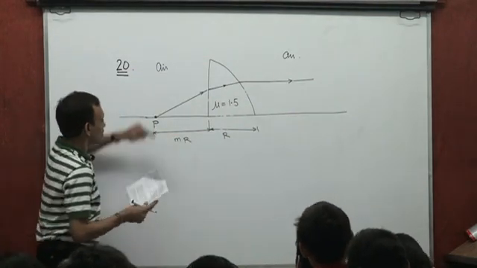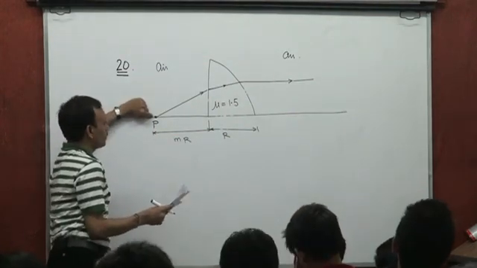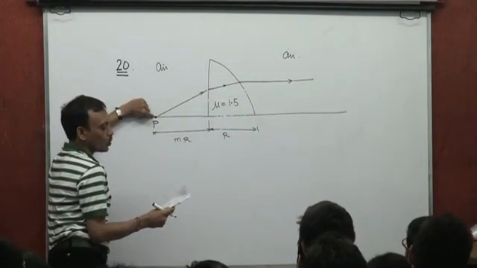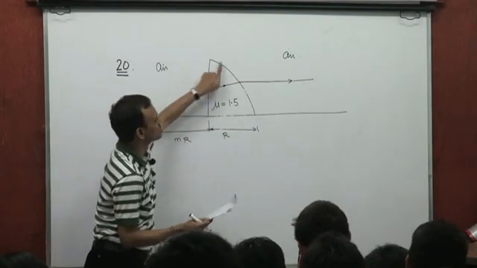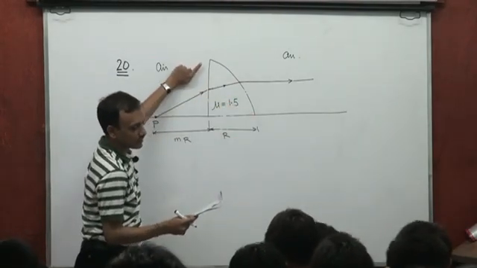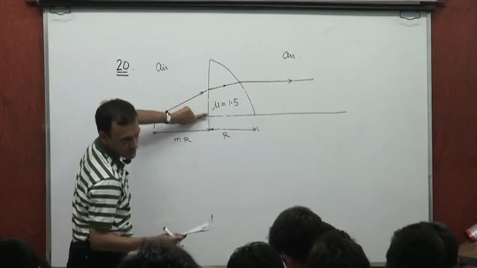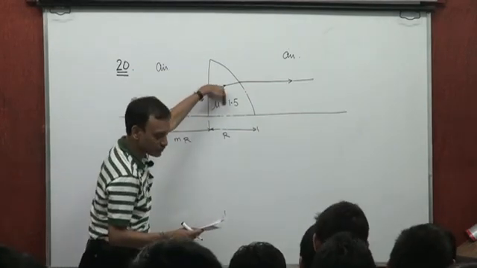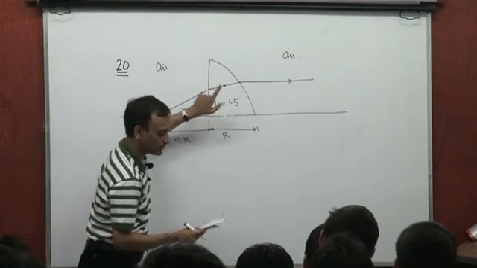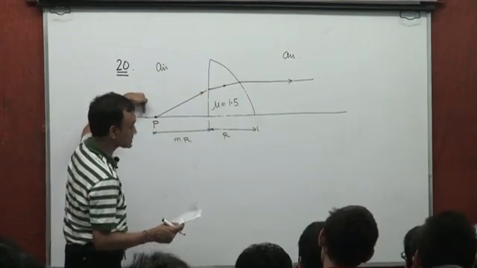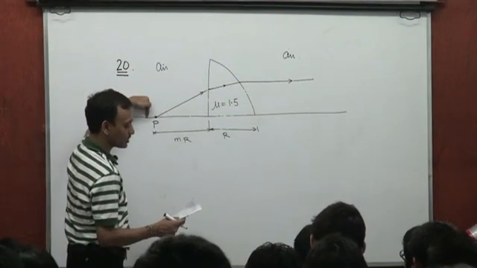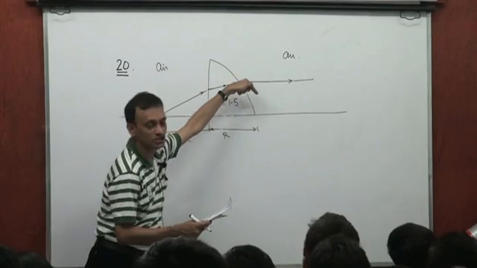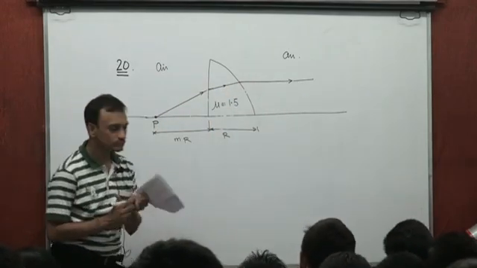Alright, so we have a bright object P and a quarter cylinder of radius R. This is a quarter cylinder of radius R, and this is the plane surface of the cylinder. Refractive index 1.5 is placed on a table. A point object is kept at a distance MR from it. Find M for which the ray from P will emerge parallel to the table as shown.